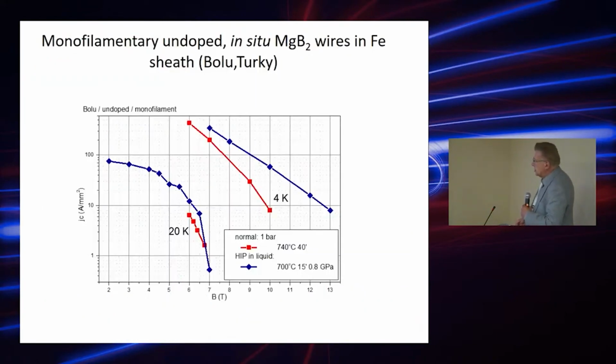This is another example of the wire obtained from Bolu. It's very good also. It's in iron. For the same wire, you see that one bar annealing is here, and the annealing in the high pressure, 0.8 gigapascal, can obtain very good results. So you see, you can get 100 at 9 Tesla.